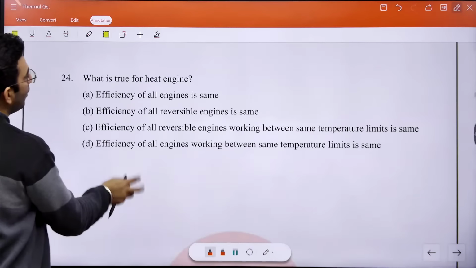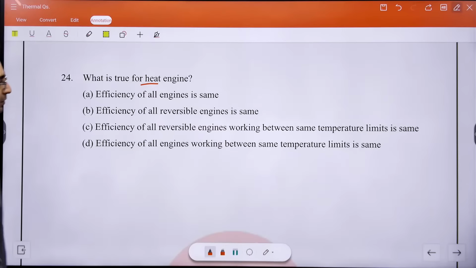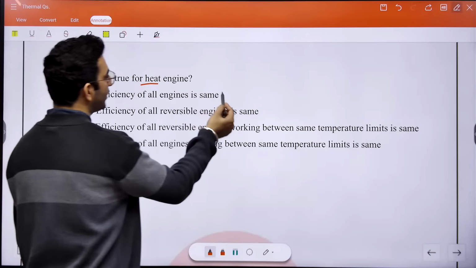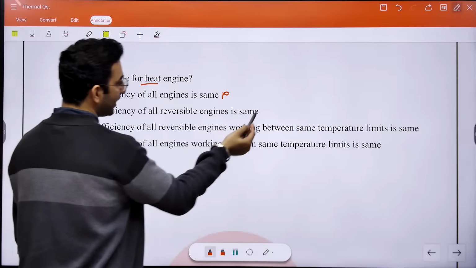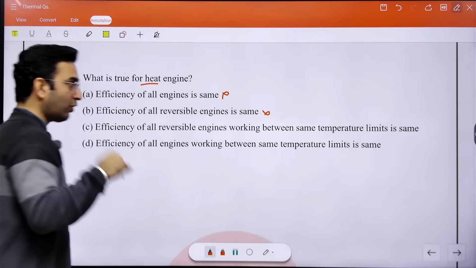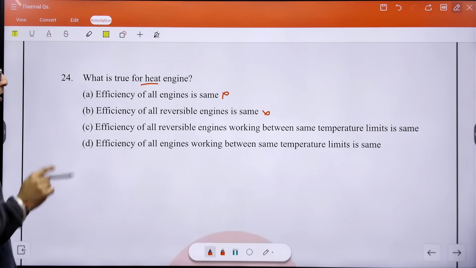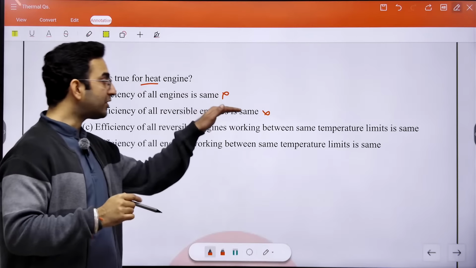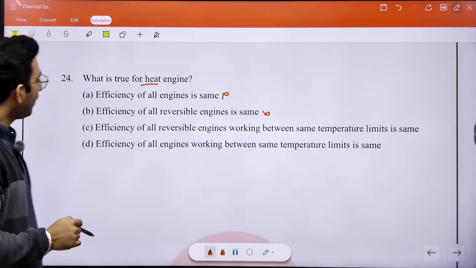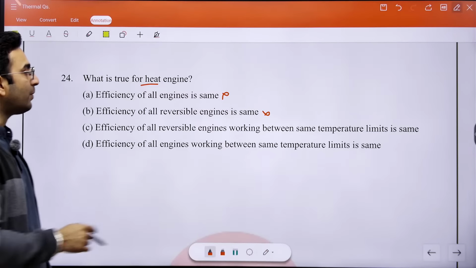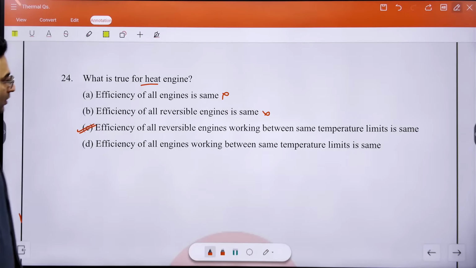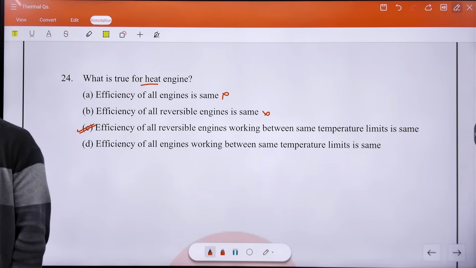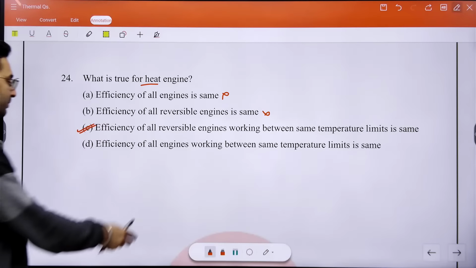Next part, what is true for the heat engine? Efficiency of all the engines is the same. It is not a required condition. Efficiency of all reversible engines is the same. That is also not a true statement here. Why? Because we don't know the temperature limits in the second option. Efficiency of all the reversible engines working between the same temperature limits is the same. That is a correct statement here. Option number C is going to be the correct answer here. So that's a simple case.